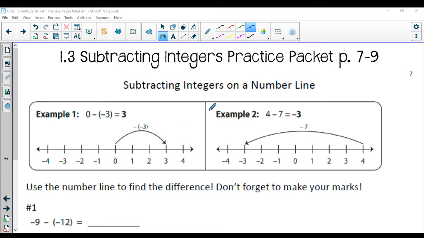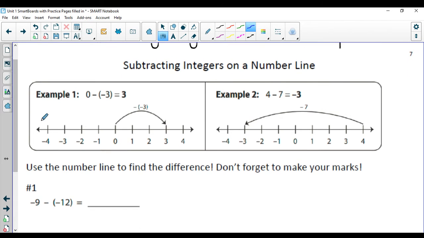This is the video for the Lesson 1.3 Subtracting Integers practice packet. The practice packet starts on page number 7. So just a quick reminder to you, when we're subtracting integers, the first number stays the same, subtraction changes to addition, and then we take the opposite of the next number.